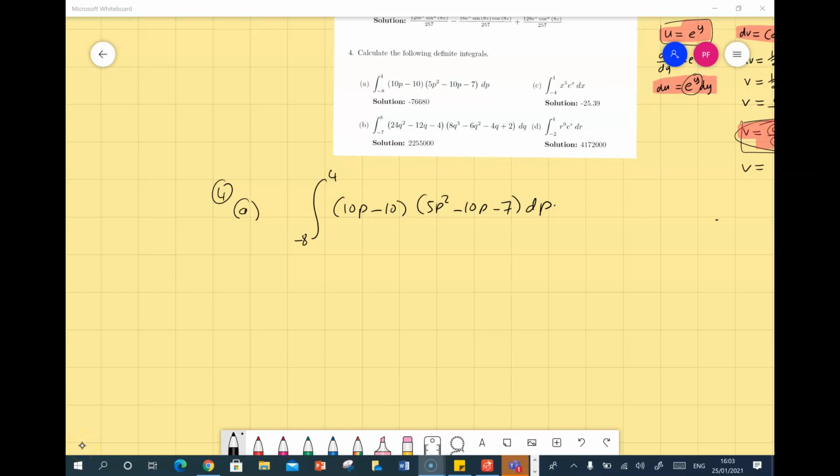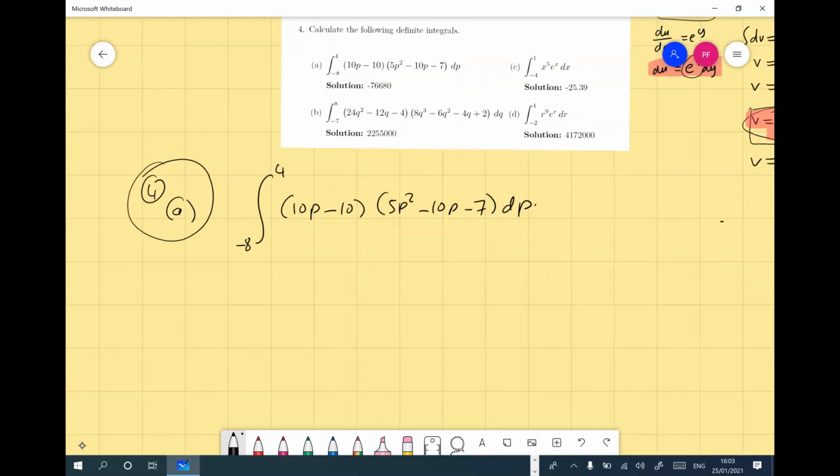Okay, this is integration by parts, topic 3.3, question 4a. But in this question here, you actually end up using substitution. So she just threw this into the sheet, I'd say, for practice.